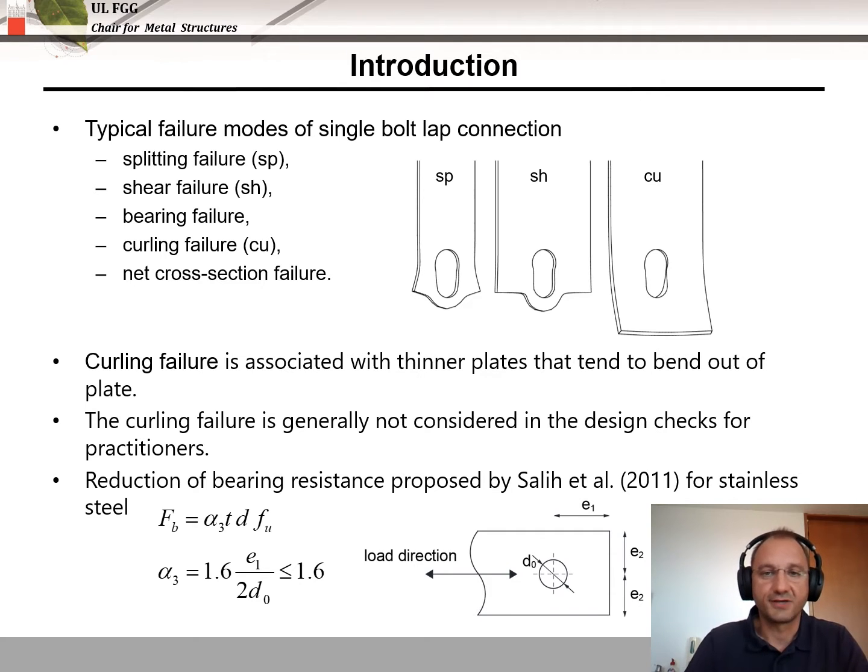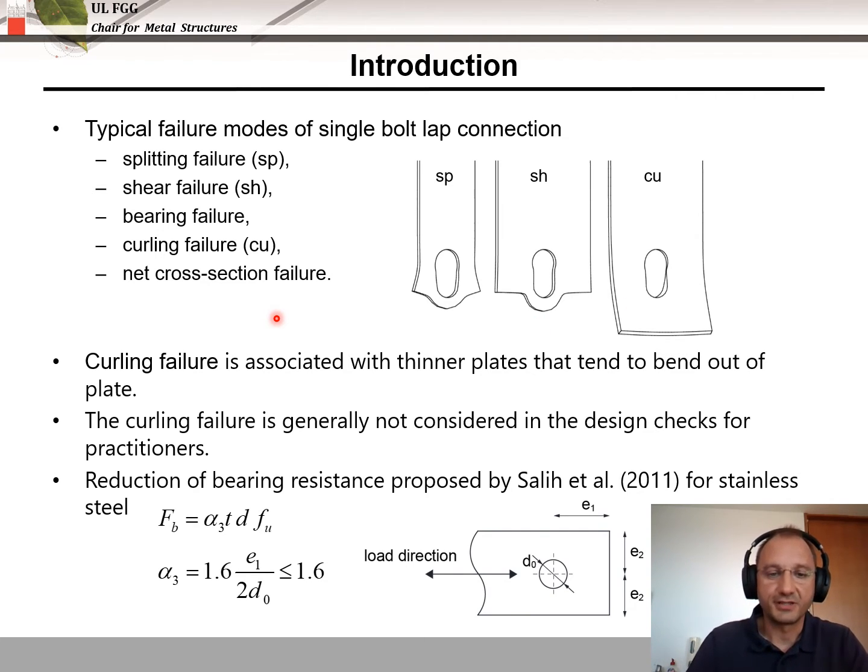Single bolt connections can fail in different ways. They can fail in splitting failures, where the part of net cross-section yields and allows rotation of the plate, splitting the plate into two parts. Shear failure pulls out the bolt, creating two shear failures in the plate, while curling failure is associated with thinner plates that tend to bend out of plane. One of possible failures is also net cross-section failure.